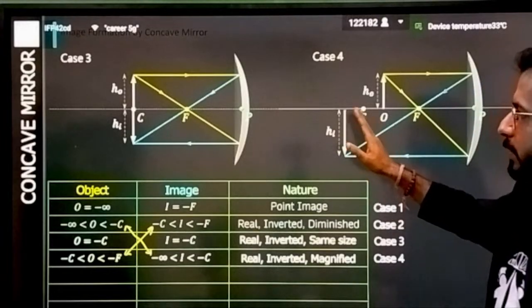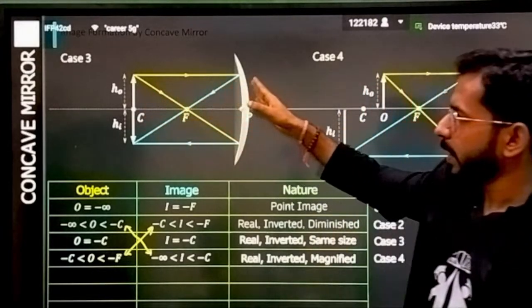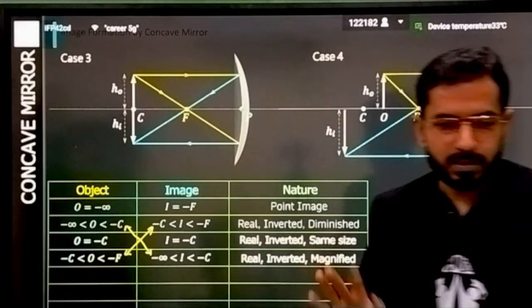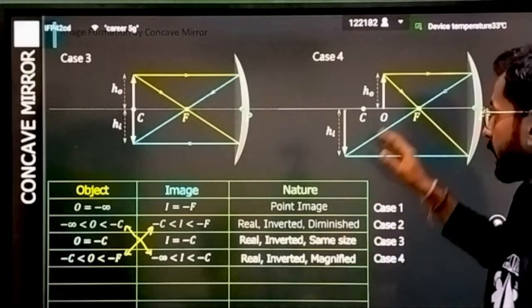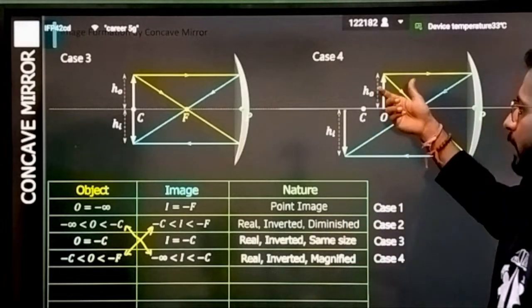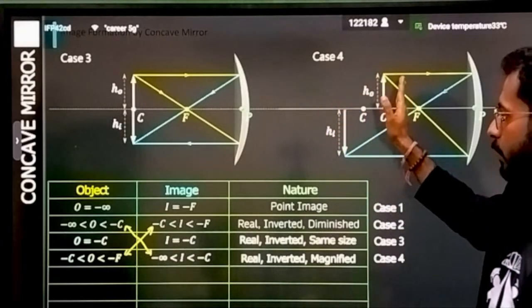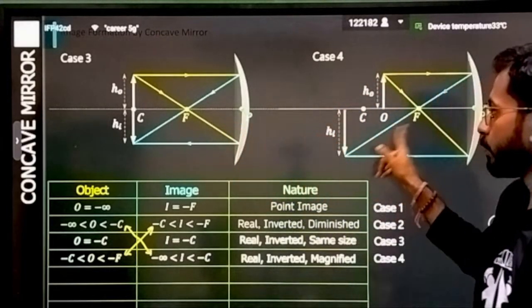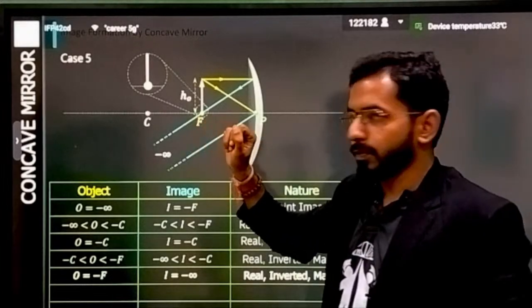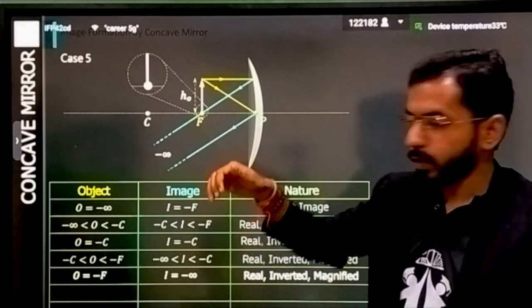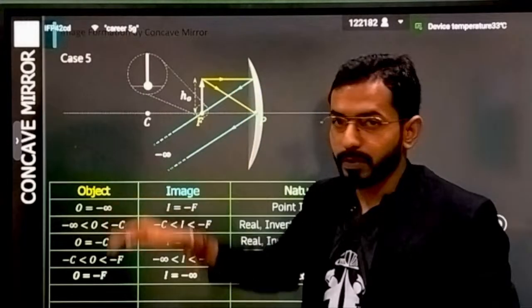You can observe that as soon as the object is coming closer to the mirror, the image is going farther from the mirror. This is also one very important thing that you can notice. Now come between C and F. If you keep the object between C and F, the image will form beyond C. You are coming closer, image is going farther. Move even closer and keep the object at the focus. When you keep the object at the focus, the image forms at infinite distance.